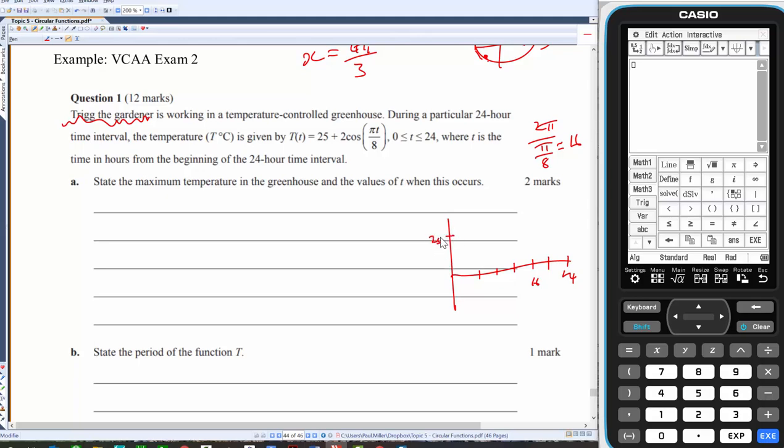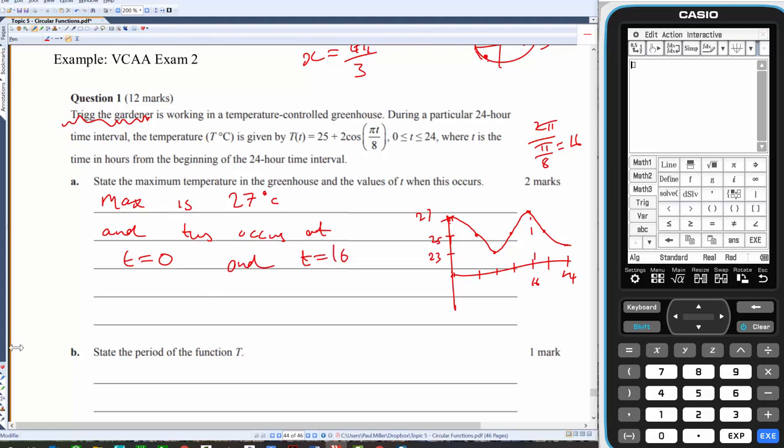This is going to be 25, 27. Notice the scale's off, but it does not matter. This is a means to an end. It's a normal cosine function, so there, there, back to 16, back down. State the maximum temperature in the greenhouse and the values of T when this occurs. Well, the max is 27. Make sure you use some context there. And this occurs at T equals 0, as well as this one here, and T equals 16.